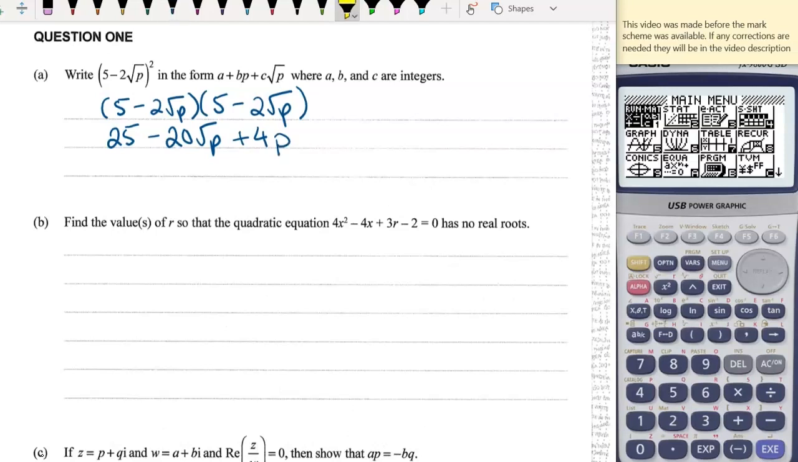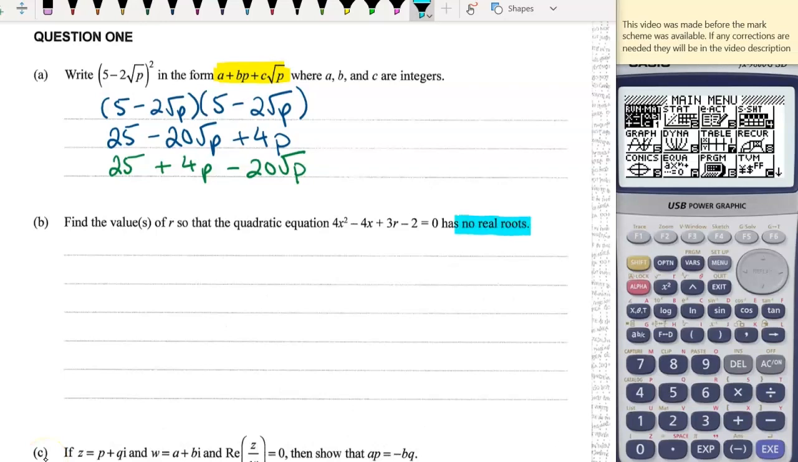So now, just thinking about the form that we want it in the question, I'm just going to rewrite it to match that exactly, to put it into that order. So we are starting with the constant, there's a 29. The term with the p is the 4p, and then minus 20 root p, so it's in that same format.